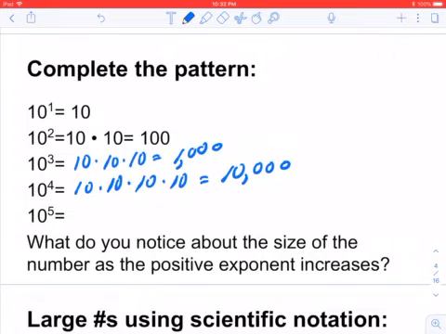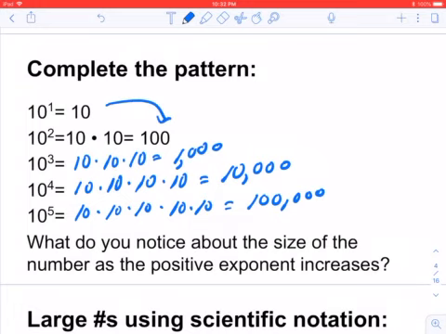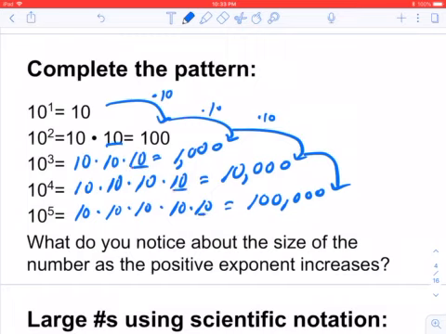Notice I'm putting a 0 on for the number of tens I have. I have 1, 2, 3 tens, a 1 and 3 zeros. 4 tens, a 1 and 4 zeros. 10 to the fifth, using 10 as a factor 5 times, you get 100,000. What do you notice about the size of the numbers as the positive exponent increases? If you're going from 10 to 100, 100 to 1,000, 1,000 to 10,000, and 10,000 to 100,000, what's happening each time? That's right, you are multiplying by 10 each time. And we see that here. One more 10 each time.